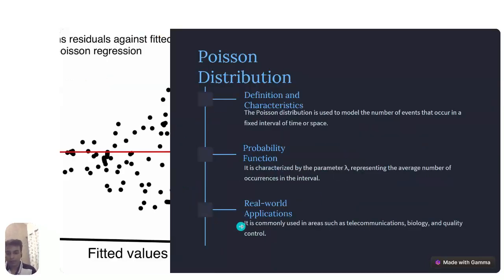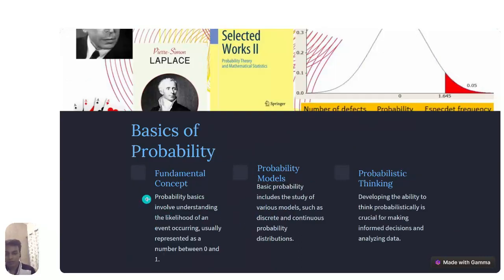Basics of probability. The basics of probability are a fundamental concept. Probability basics involve understanding the likelihood of an event occurring, represented as a number between 0 and 1. Probability models: basic probability includes the study of various models such as discrete and continuous probability distributions. Probabilistic thinking: developing the ability to think more probabilistically is crucial for making informed decisions and analyzing data.